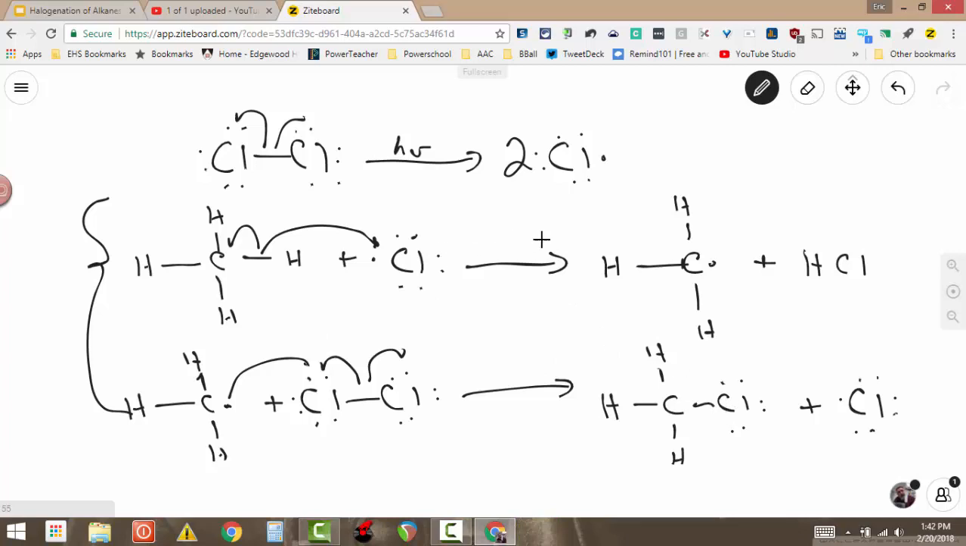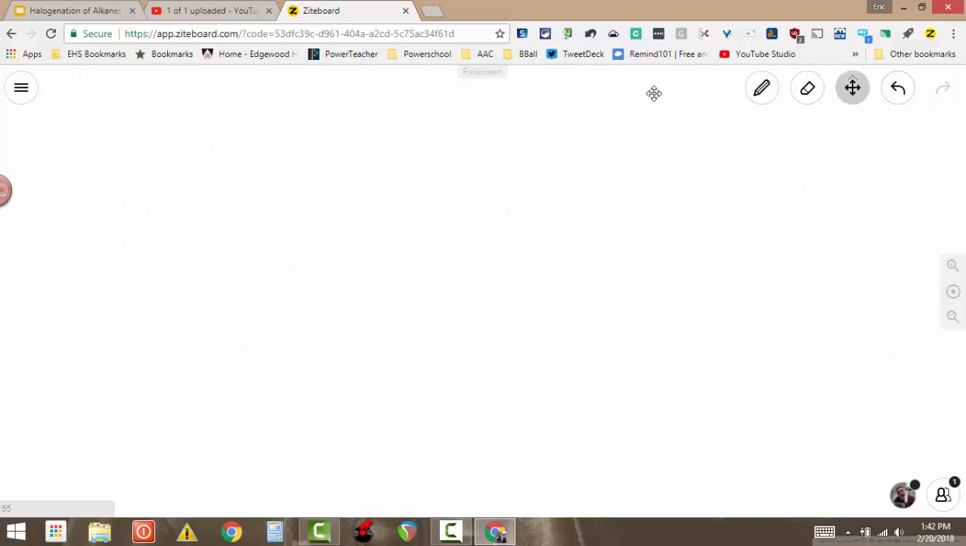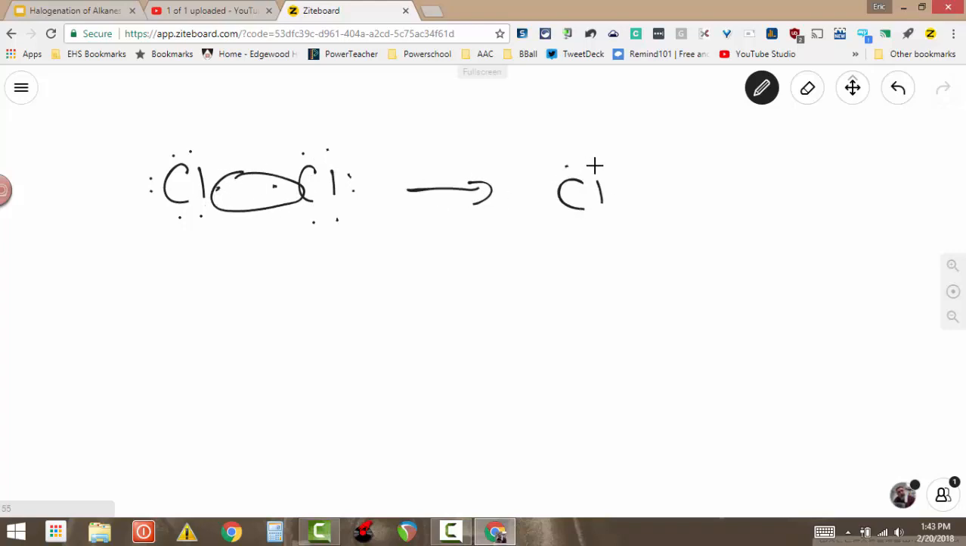Now, you may have noticed, though, what would happen if, say, a free radical chlorine or a free radical methyl encountered another one of the same type? Well, if that's the case, then we are going to see what are called termination steps. So I'll show you what that looks like. If, for example, a chlorine radical, instead of encountering a methyl radical, encounters another chlorine radical, then these two are going to share a pair of electrons to form Cl2.